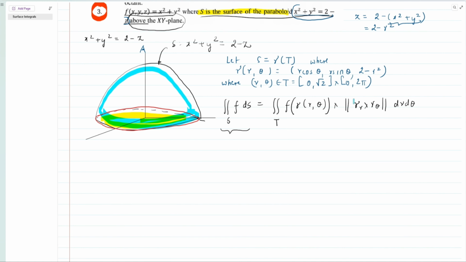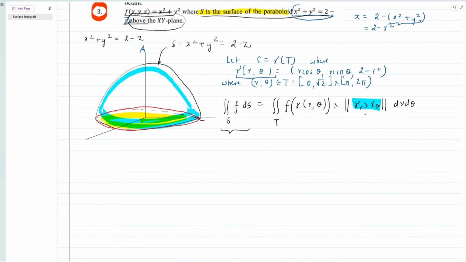So this component is also known as the fundamental vector product or the normal to the surface. So as you can see, we need a couple of more things before we can head straight to the evaluation part. So we already have got what is the parameterization.